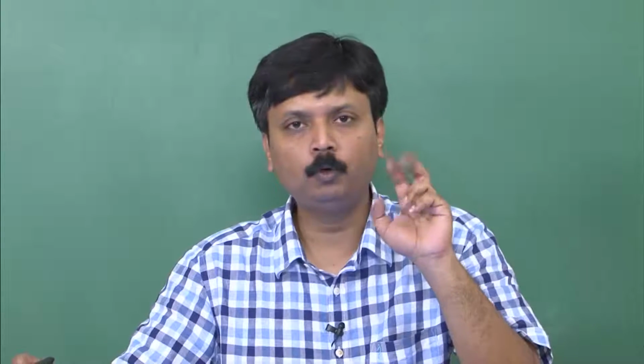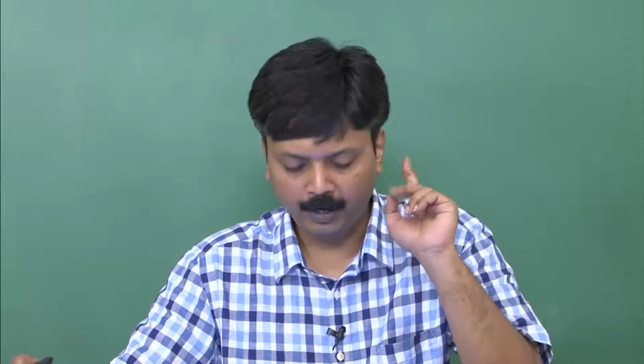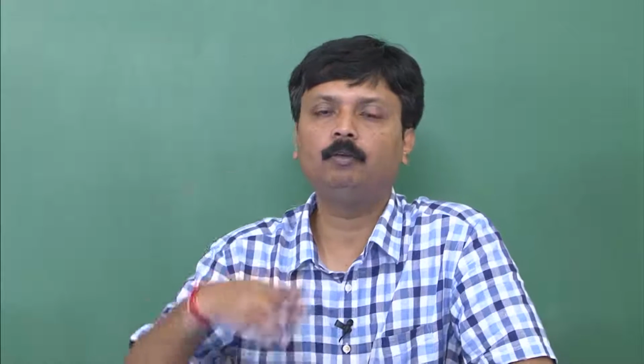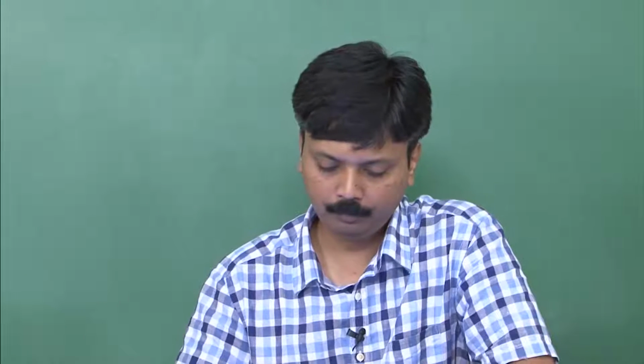So if I have two basis functions, phi 1 and phi 2, I can rewrite this equation as this. Fine. I term this particular equation as A. Now if I multiply this equation by phi 1 and integrate over all the spatial coordinates, meaning over d tau, then what do we get?